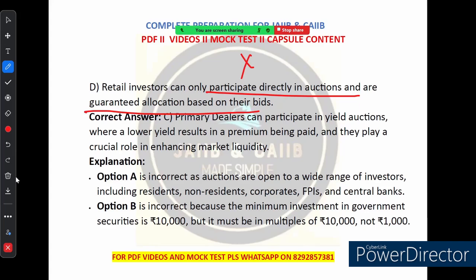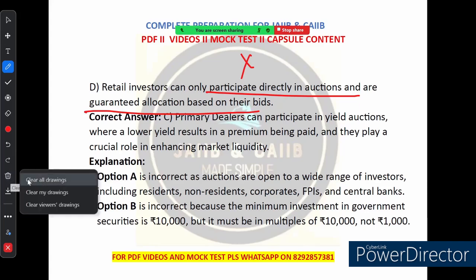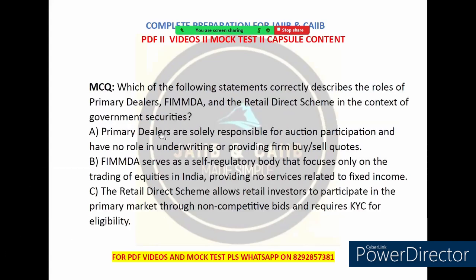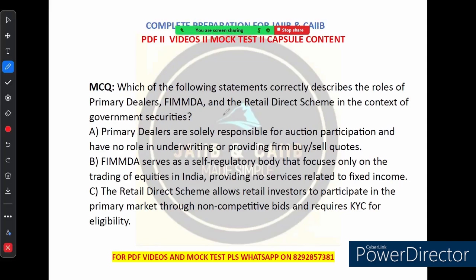Now let's move on to the next question. The next question is which of the following correctly describes the role of the primary dealer, FIMMDA and retail direct scheme in the context of government security.